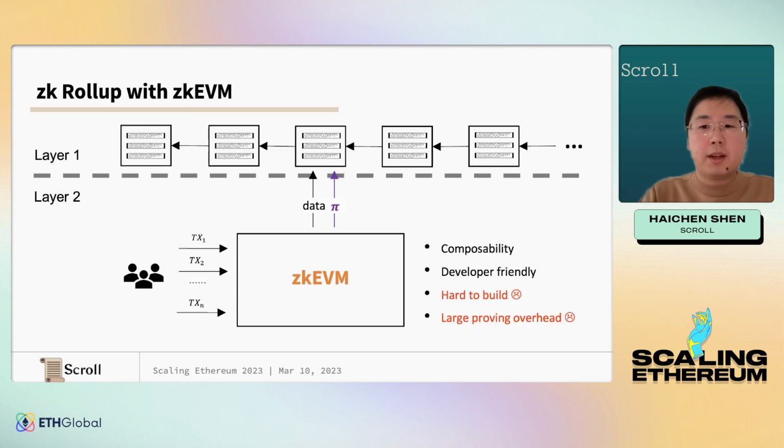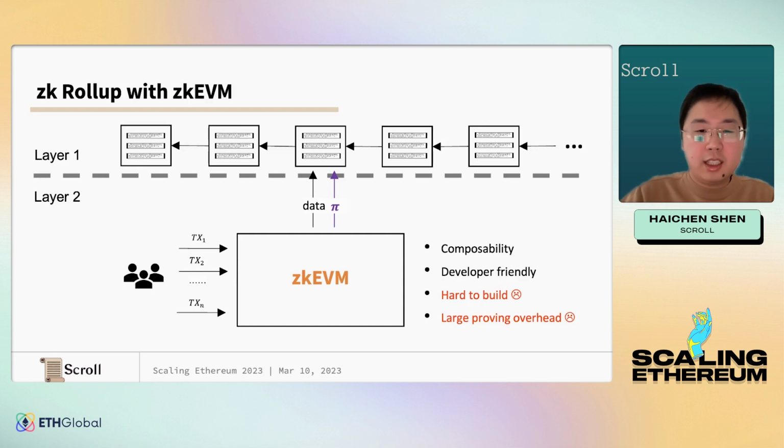But there are also some drawbacks to building the zkEVM. One reason is that it's very hard to build. The Ethereum virtual machine is not built for zk, so it's not very zk friendly. You need to be very careful, and it's very hard to put the entire Ethereum virtual machine into a zk proof.